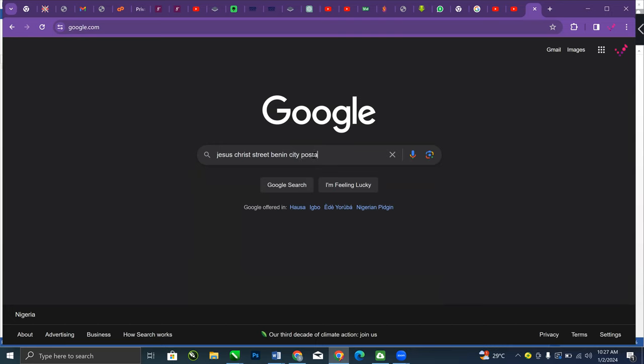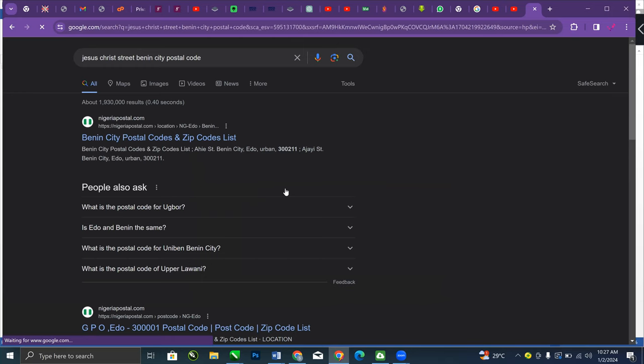It is. Off Upper Sabamba Road. Oh, all right. To see your postal code: 300211. Okay, so everybody has a postal code. There is nobody without a postal code. If you open the Benin City postal code list, you can check the streets that are closer to you. As long as you have a street name, you have a postal code.